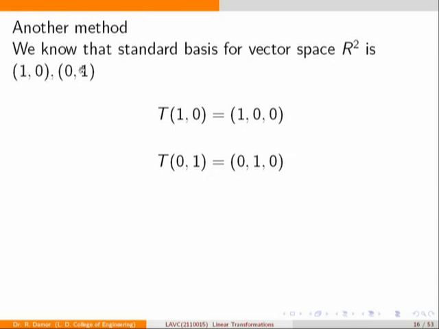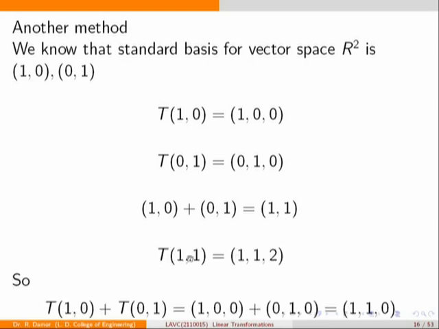Now (1, 0) plus (0, 1) can be written as (1, 1). Now I have to find the transformation for this. T of (1, 1). What is T of (1, 1)? It is (1, 1) and twice the multiplication of these two elements, which is equal to 2. So T of (1, 1) equals (1, 1, 2). And T of (1, 0) is (1, 0, 0), T of (0, 1) is (0, 1, 0). So T of (1, 0) plus T of (0, 1) is the addition of these, which is equal to (1, 1, 0).